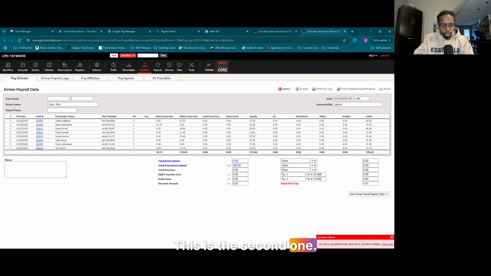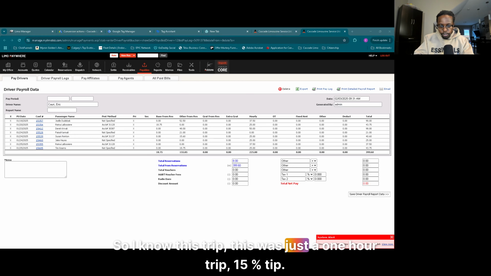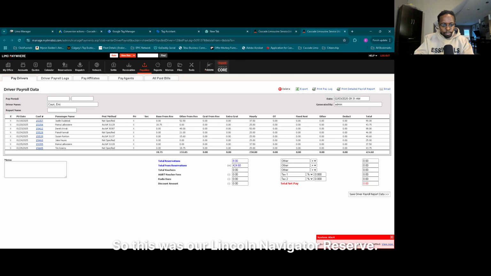This is the second one. So I know this trip, this was just a 1 hour trip, 15% tip. So the tip is 100%, $21. And then here it's 1 hour. This was a premium SUV. So this was our Lincoln Navigator Reserve.